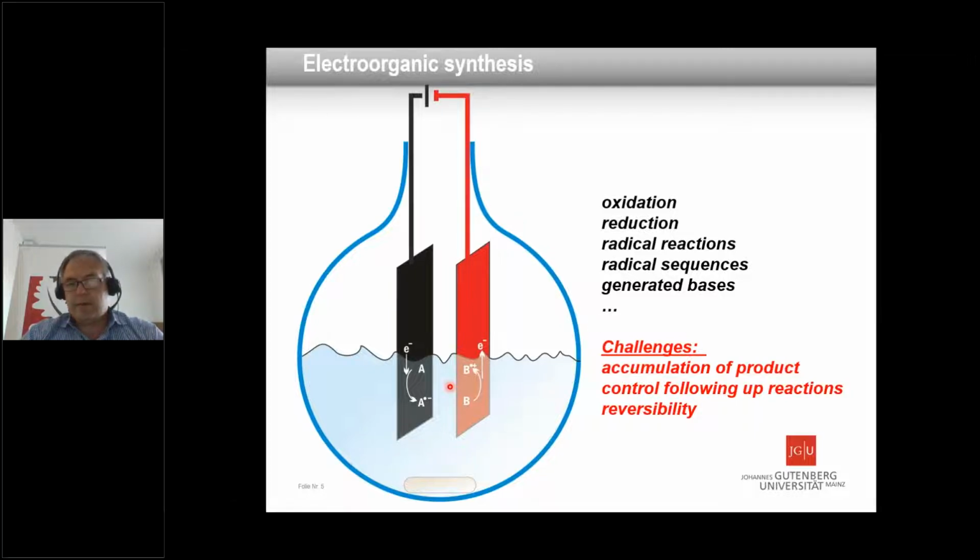Since we are synthetic organic chemists, that means we are interested, of course, also in the current voltage curve, but it's not a driving force. The important thing is we want to accumulate a product. That means you have to look at the reversibility of the reaction, or you have to design it in a way that you can accumulate. It's not eaten up by the counter electrode or by the same electrode on a different time scale.